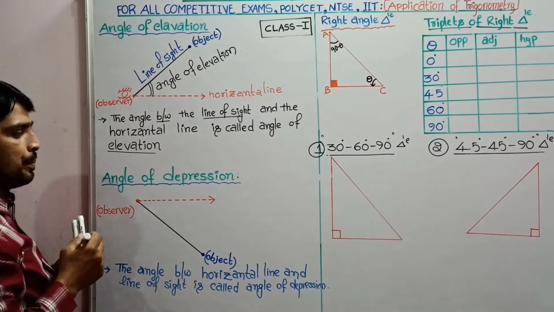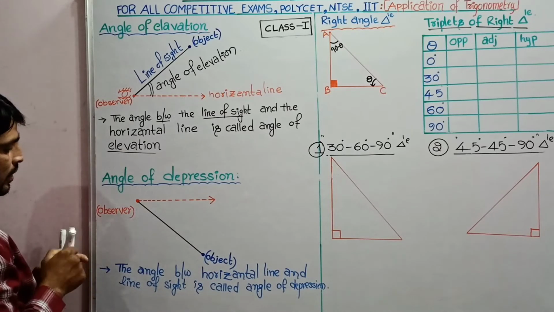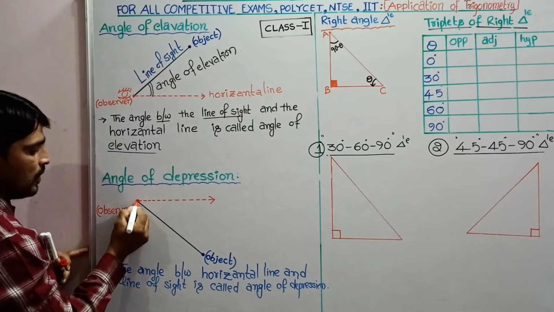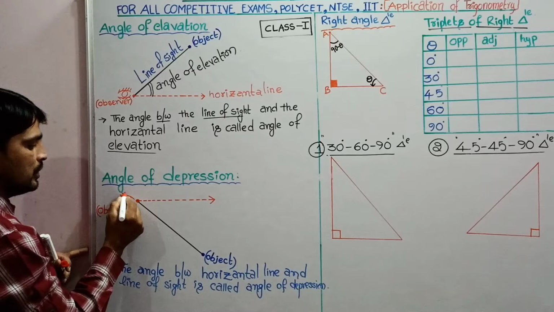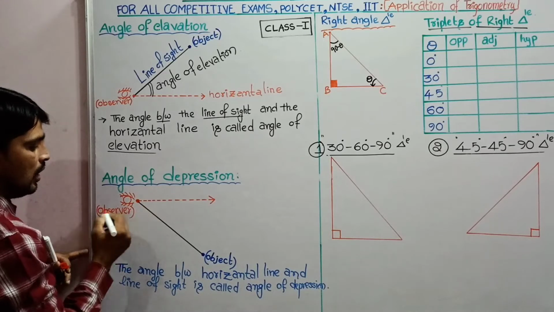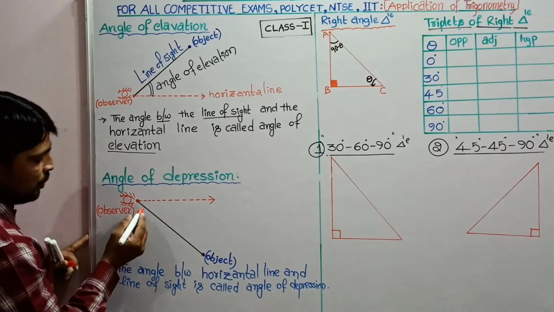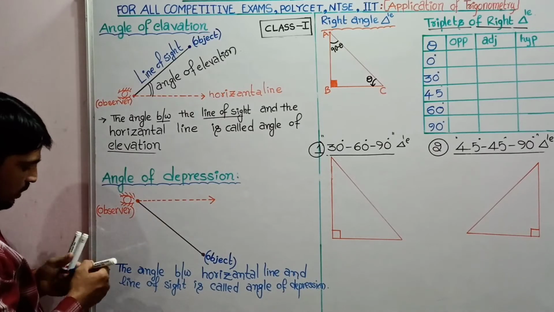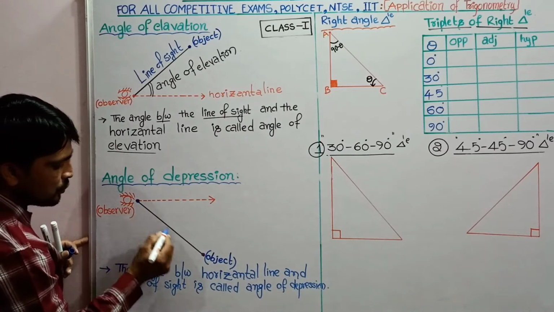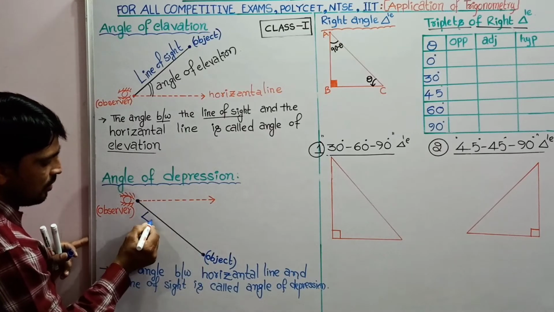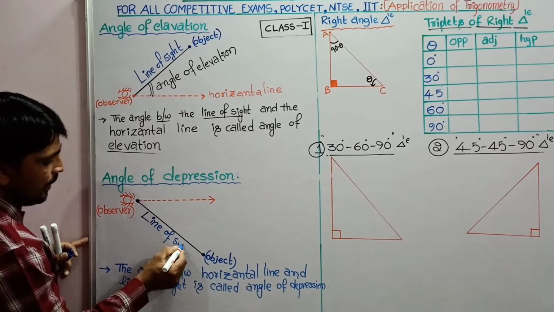And the second concept, angle of depression. See, this is the point of the observer. Consider the eyes of an observer. Through this point, an observer observes an object placed at this point. The line joining the eyes of the observer to the object is called the line of sight.